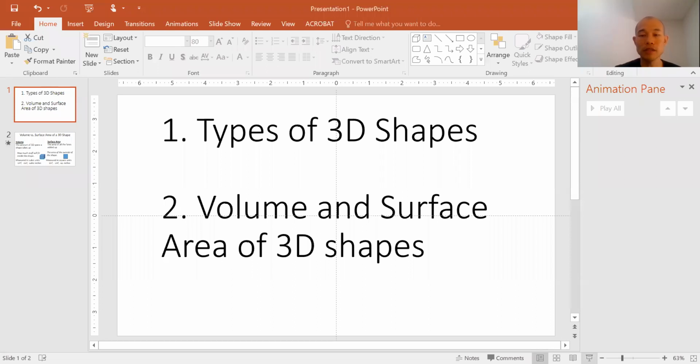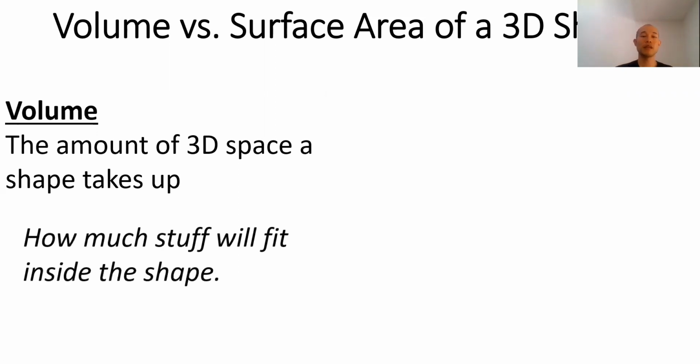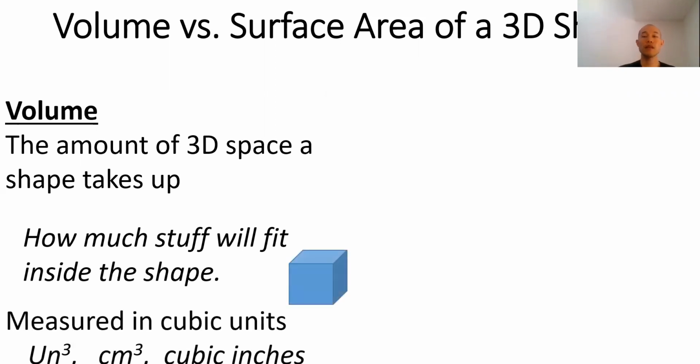So to recap, when we think about volume and surface area, the volume is the amount of three-dimensional space an object takes up. You can think of it as asking how much stuff will fit inside that object. And we measure volume in cubic units because a cube is a three-dimensional shape, and so we want to essentially know how many cubes would fit inside that shape.